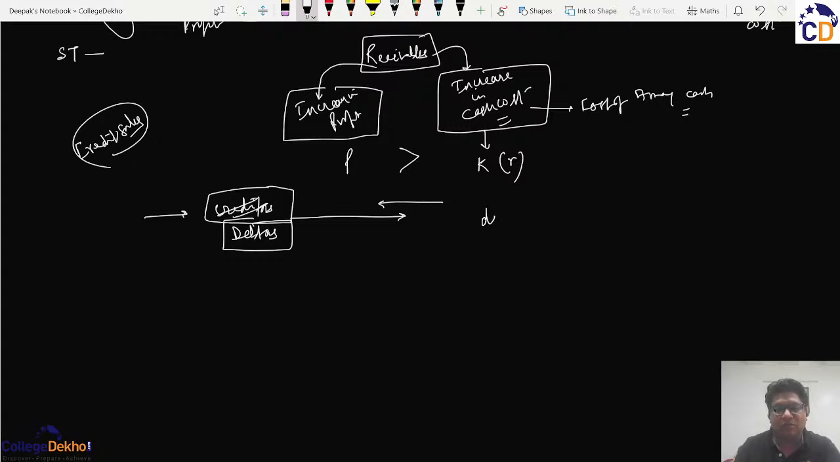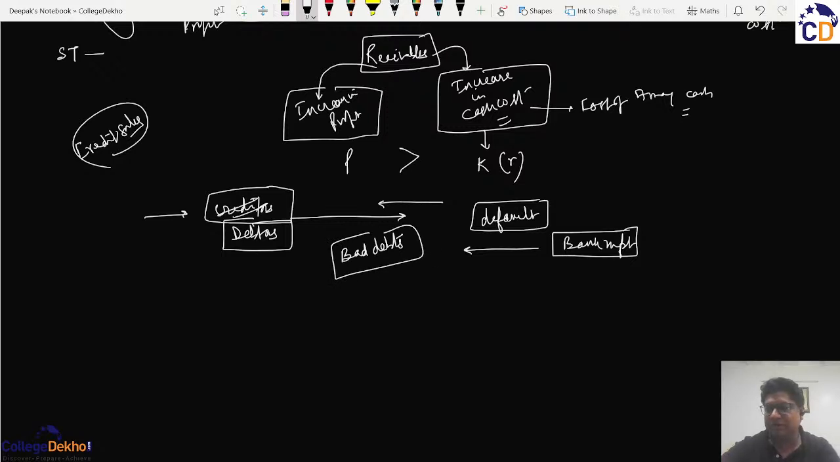So the default may be voluntary, that they deliberately did not pay the money, and it can be involuntary, that they go bankrupt or have certain financial problems. So whatever the reason is, there may be a default in the collection. And that default in the collection is what you call bad debts. So these bad debts are a burden on the profit.